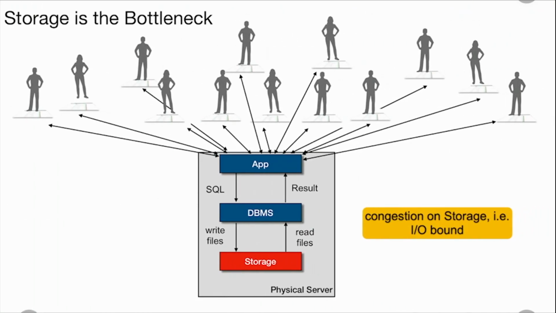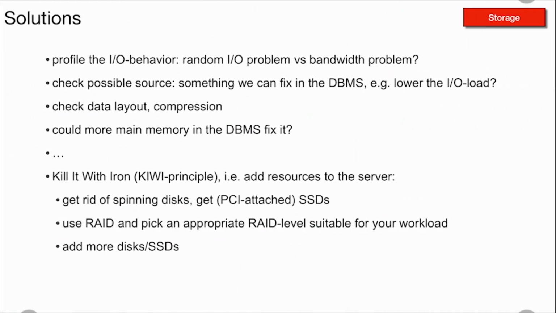Okay, the storage may be the bottleneck as well, but there are easy solutions for that. So again, you could also profile the I/O behavior. So how much random I/O? We talked about that at the beginning of the lecture. Random I/O may really be a killer for any system. If there's too much random I/O, that may overload the storage device, and that's a problem. Is that something you can fix in the database system?